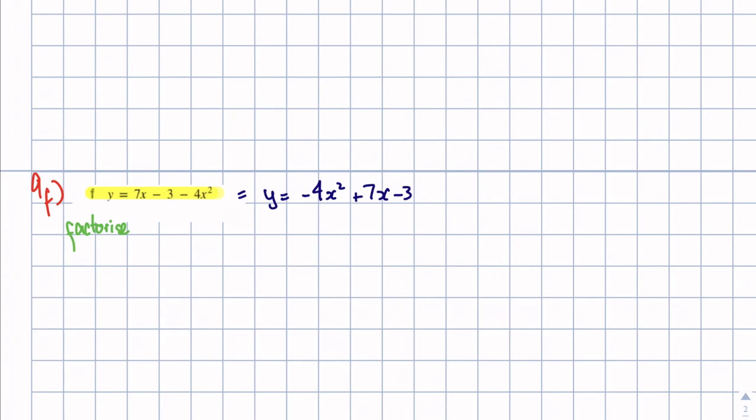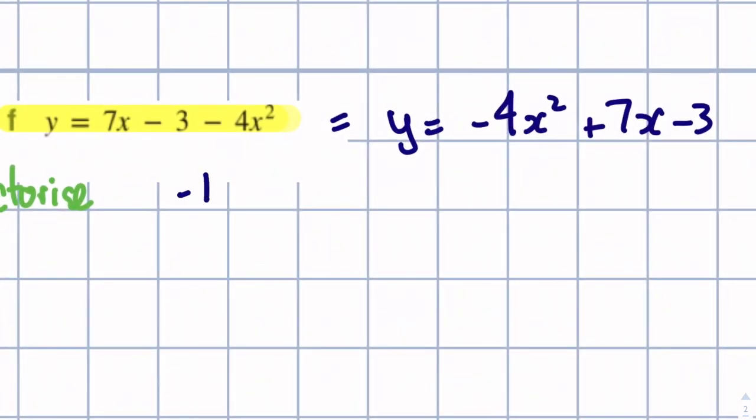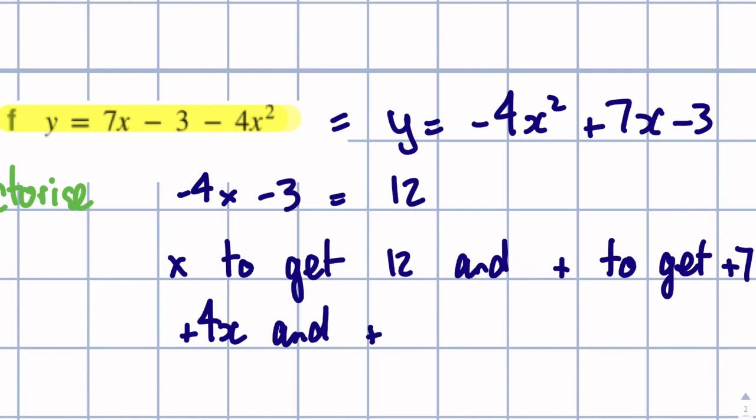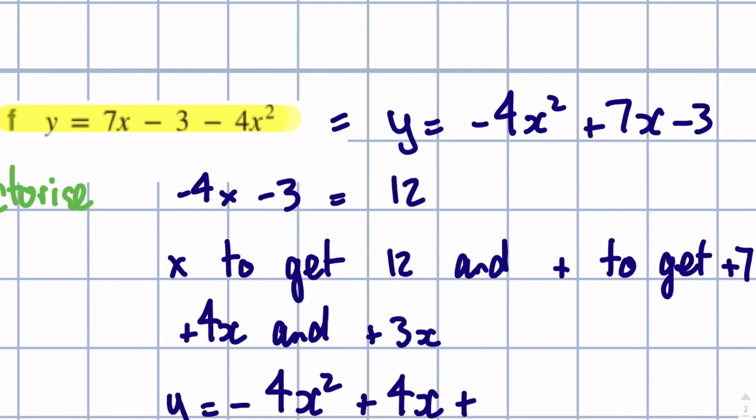Hides my shame. So I should have done minus 4 times negative 3, which gives me positive 12, times to get positive 12 and adds to get positive 7. Well, positive 4 and positive 3. Positive 4x and positive 3x. So y equals minus 4x squared plus 4x plus 3x take 3.